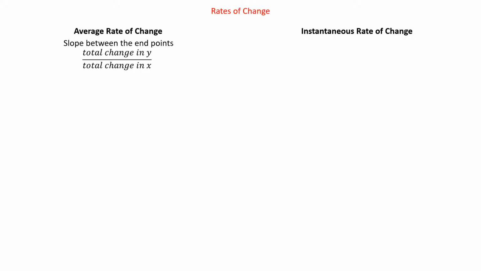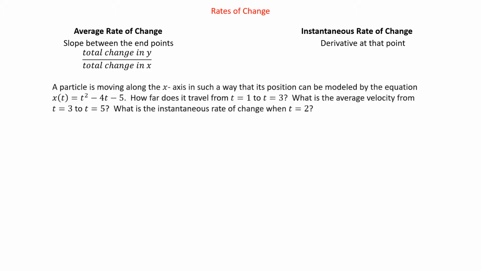The instantaneous rate of change is the derivative at that point. That would be like how fast was I driving when I entered the intersection at Terry's Corner. That would be an instantaneous rate of change. Like, what is my velocity? What is my speed at that point? So, to find these, we're going to look at a problem.